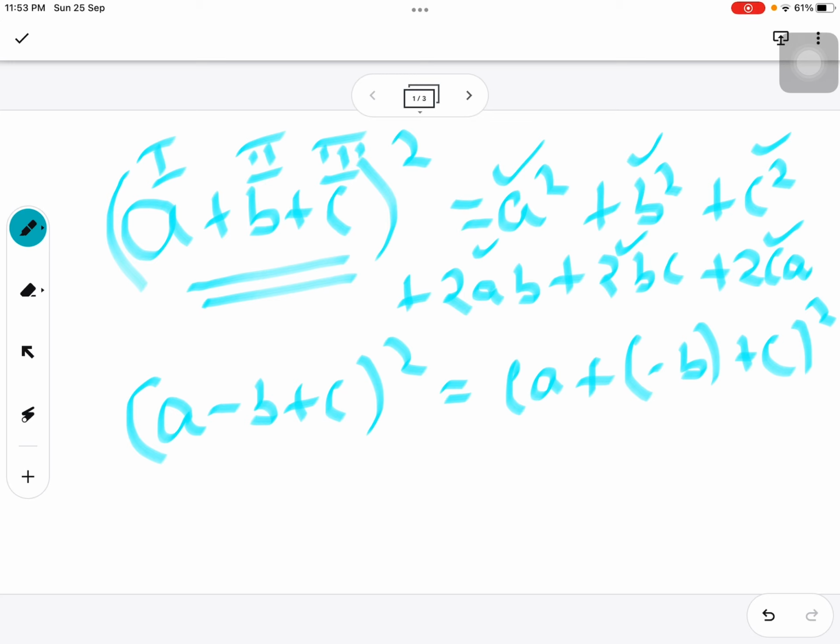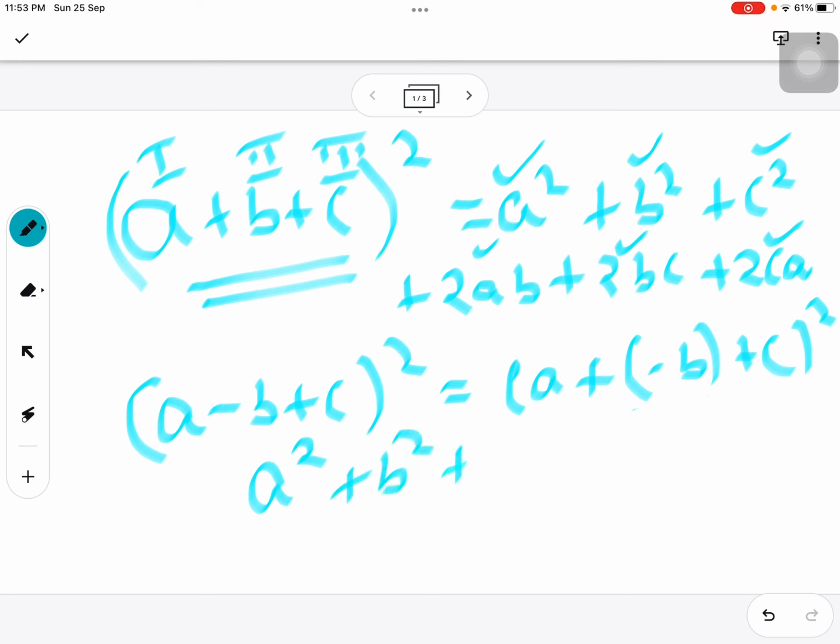Okay, so instead of (a + b + c) whole square, you have (x + y + z) whole square. Then also you apply the same concept of first term, second term and third term square. Why I am telling you first term, second term and third term is, here the second term becomes minus b, not b. So here you have to apply all formulae taking the second term as minus b. So that will be first term square, that is a square, second term square, that is minus b square, but minus b square and b square are the same, so you simply write it as b square.